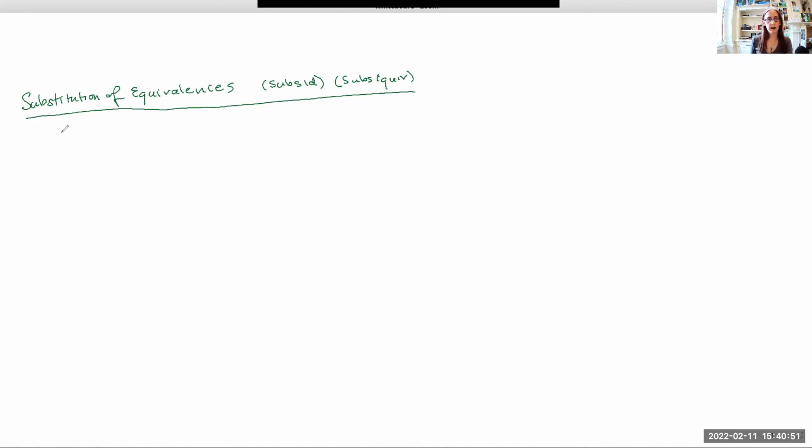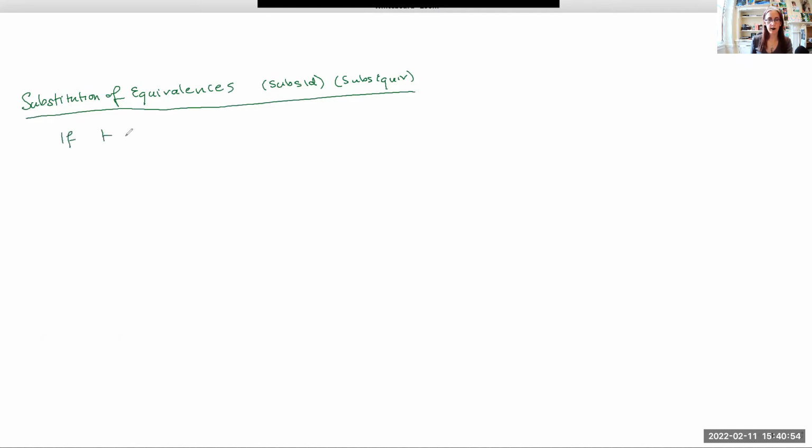So the rule: substitution of equivalences. This is sometimes called substitution of identicals, but the things aren't really identical, they're only equivalent to each other. But we will abbreviate this as subs ID or subs equiv, so that it's clear that this isn't uniform substitution that we are talking about. So the rule is defined formally as follows.